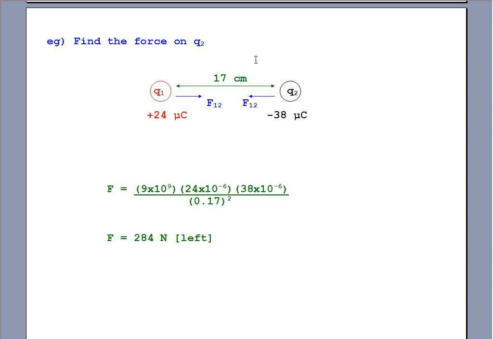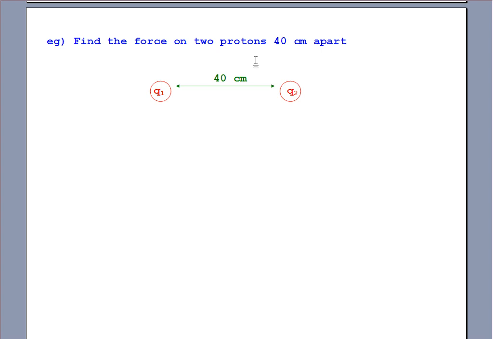Okay, just a few more. This one here, find the force on a couple of protons 40 centimeters apart. Okay, so sometimes people are going to give you the size of the charges in words instead of numbers. So when they say protons, I know I can go and look up the size of those charge values. So it's going to be a repulsive force because they're both positive. And so I can already start drawing that in, definitely pushing away from each other.